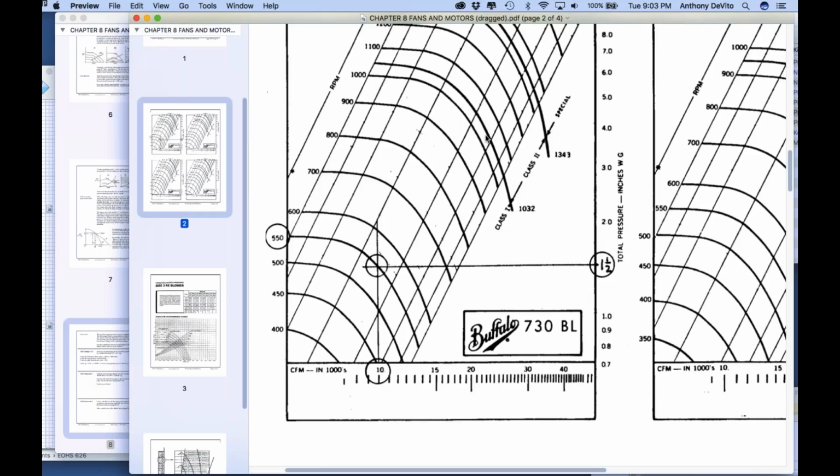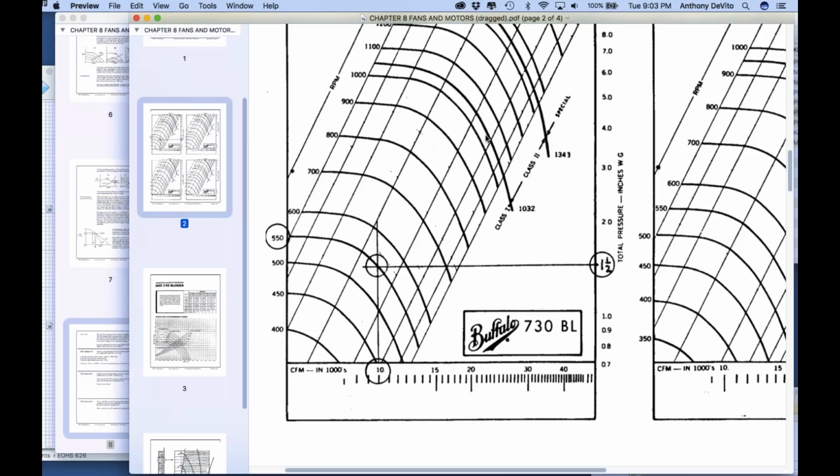The fan total pressure was 1.5 inch. Yes. So you've got to go across here, and see where it intersects with 10,000 cubic feet per minute. So at 550 RPM, you're in an efficient area of this curve. It's probably at 85%. And you're delivering 10,000 cubic feet per minute, and 1.5 inch total pressure.